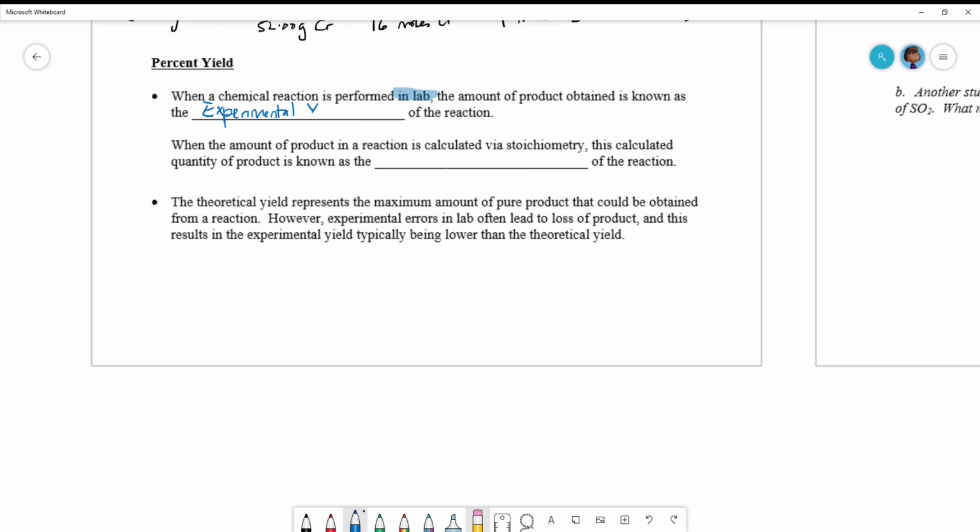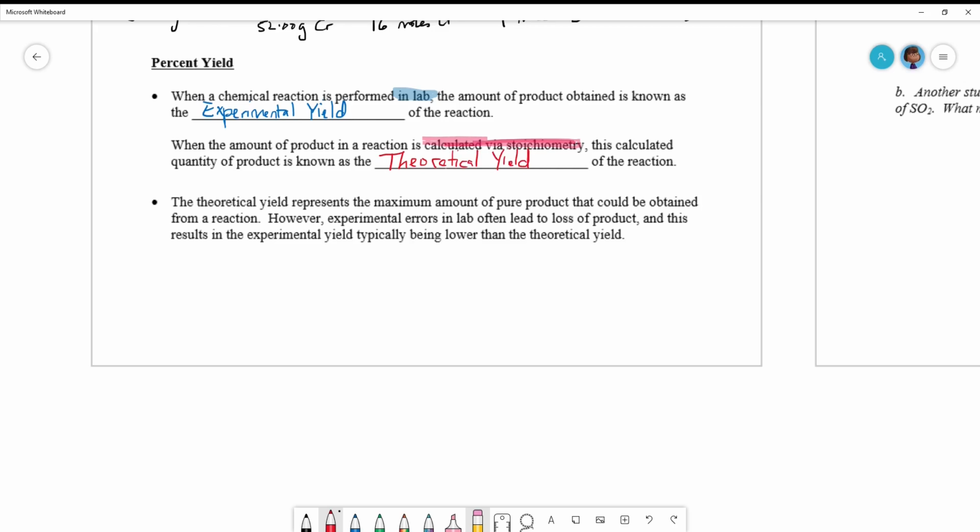Why? Because this is the amount of product you obtained experimentally, the experimental yield. In contrast, if you were to simply calculate the amount of product by your step-by-step stoichiometry, the amount of product that you've calculated is known as the theoretical yield of product. And that's because you did it theoretically, just using your calculator.